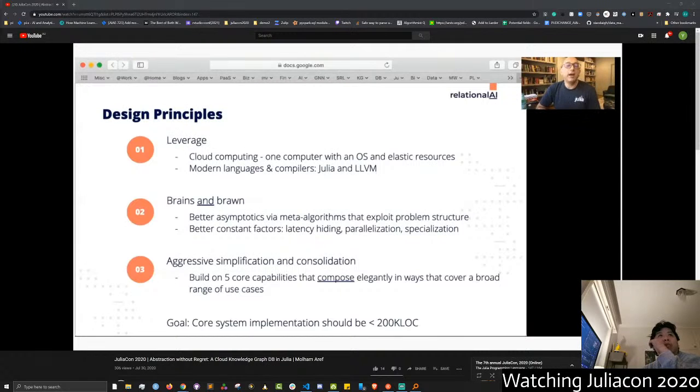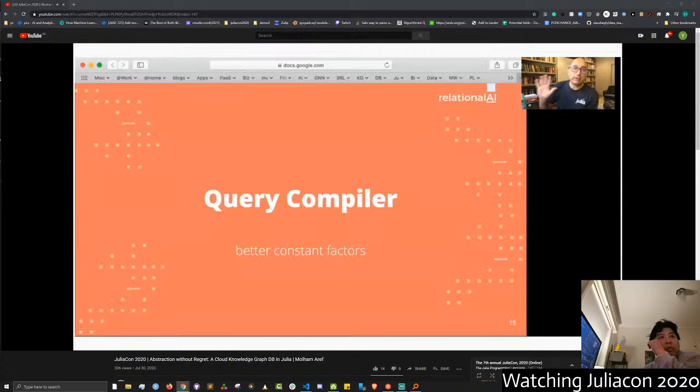And then finally, we aggressively simplify and consolidate the system. In fact, there are 5 core capabilities that we can compose elegantly in ways that cover a broad range of use cases. The system today already does a lot, and it's less than 100,000 lines of code. It's hard to imagine that the core of the system is going to grow beyond 200,000 lines even after we add the few pieces that are missing. Okay, so let's talk about these 5 capabilities one at a time.